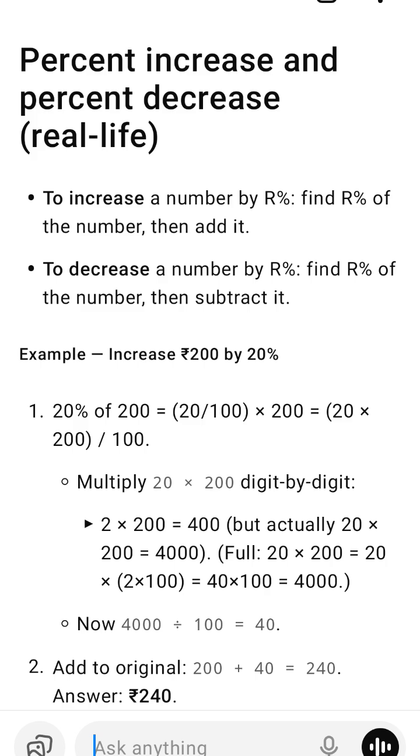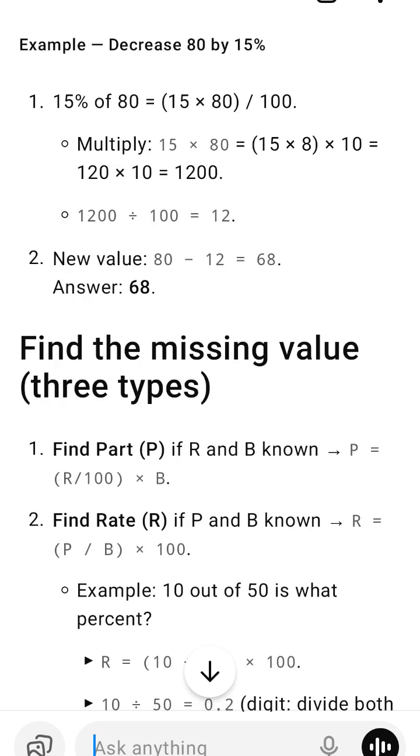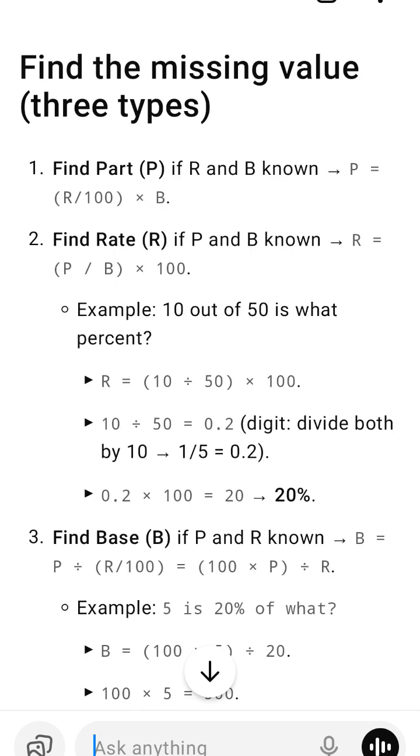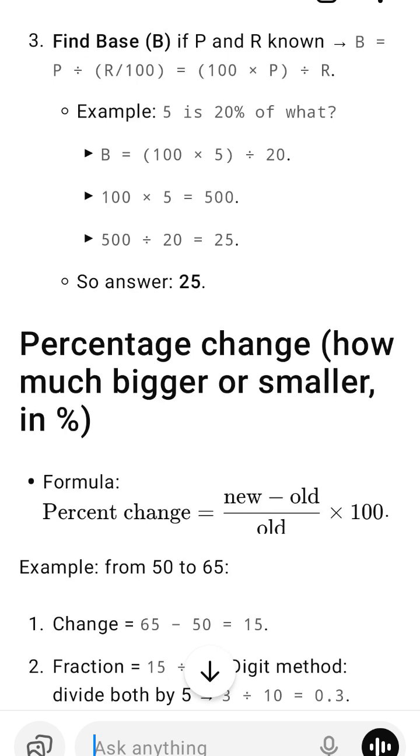Key terms. Rate R, the percent number, e.g. 10%. Base B, the whole amount, e.g. 200. Percentage P, the part or result. Formula: P equals R/100 times B. Also, R equals P/B times 100, and B equals P/R times 100.